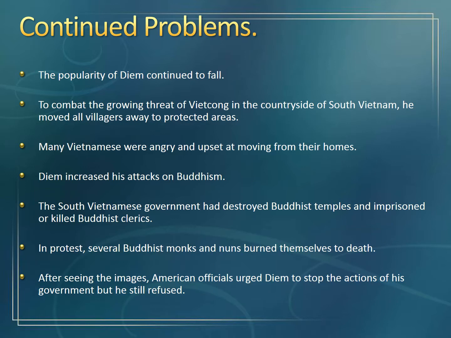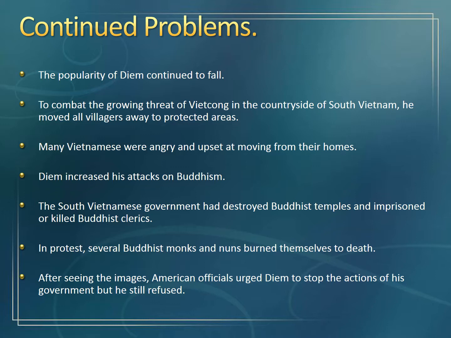So continued problems. The popularity of Diem continued to fall. To combat the growing threat of the Viet Cong in the countryside of South Vietnam, Diem moved all villagers away to protected areas. So he moves them away from their homes. And a lot of people were upset with this, obviously being moved out of their homes. A lot of them were family homes they had lived in for many, many years. But they were upset and angry at this.